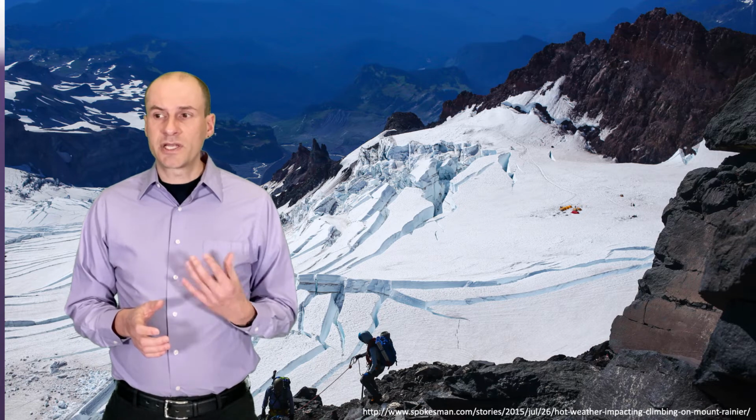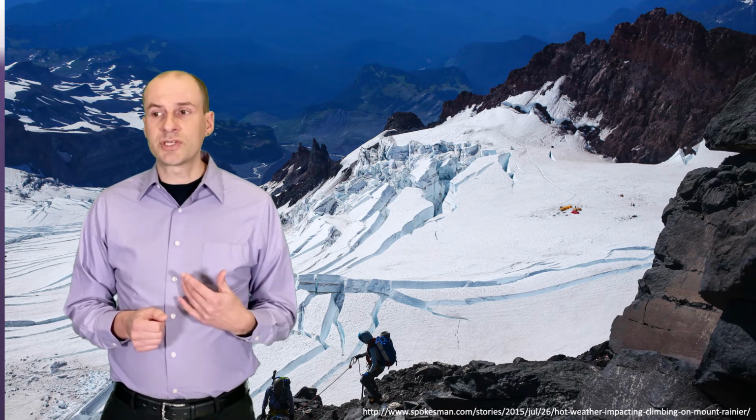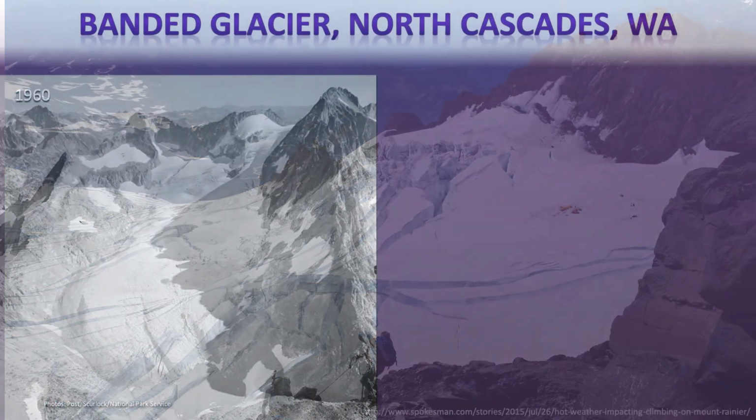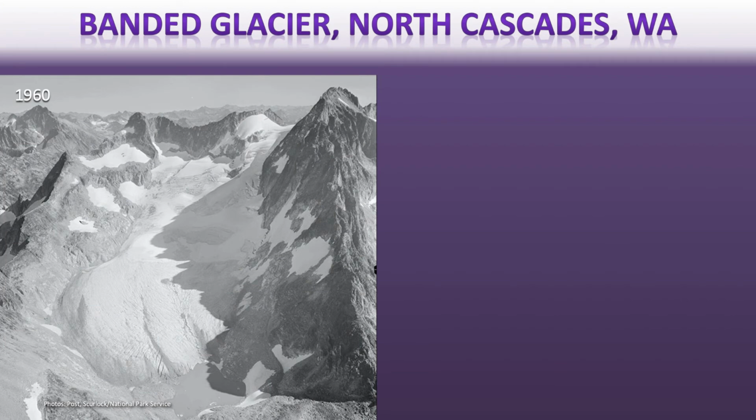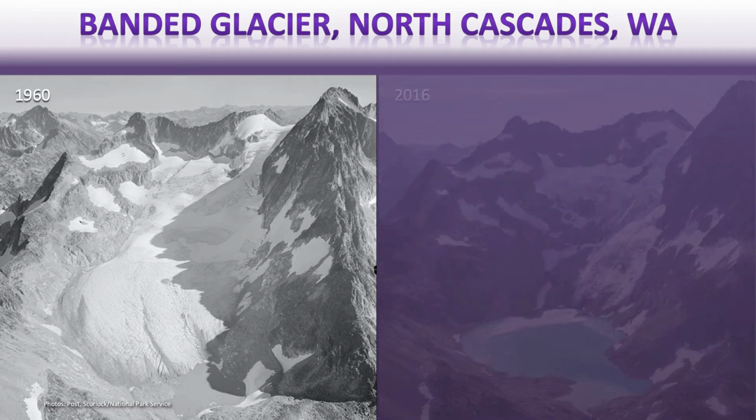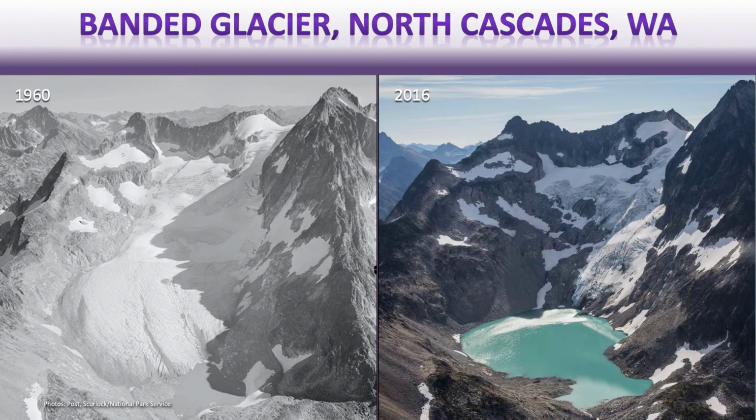I want to turn my attention a bit to the glaciers in Washington state. When we're thinking about water, a lot of our water supply comes from these glaciers. We're seeing that a lot of these glaciers are already reducing in size quite a bit. So this is a picture of the Banded Glacier in North Cascades in 1960, and here we see the same picture, 2016.